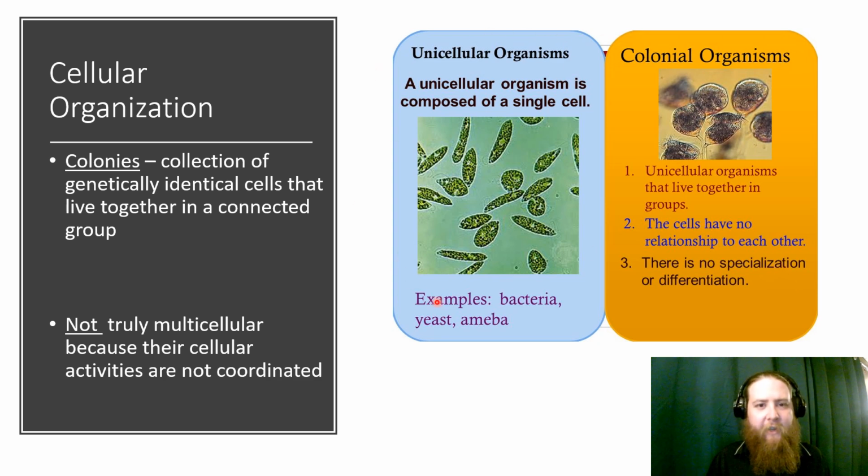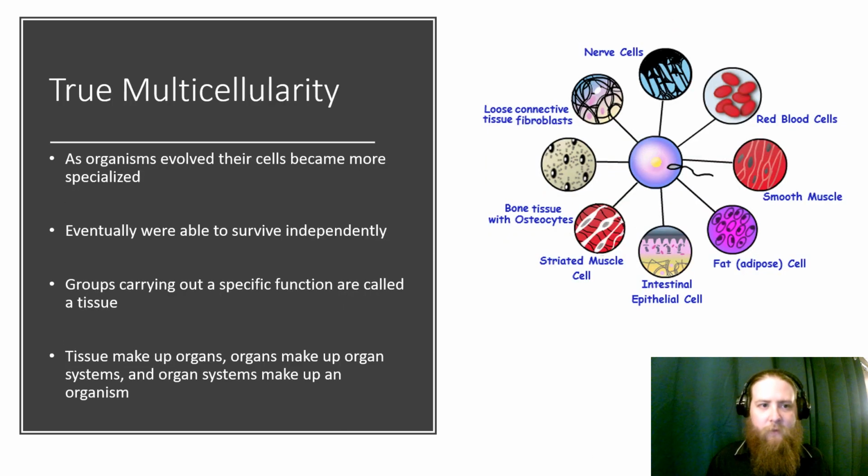Versus our unicellular things, which are just living off of free-floating. They're like living out here on their own. Colonial organisms will kind of grow together, but they haven't quite figured out how to work together. And because of this, colonial organisms are usually not truly multicellular.